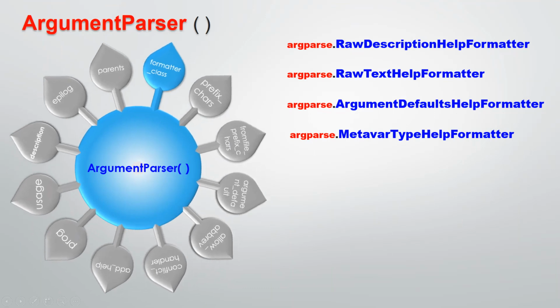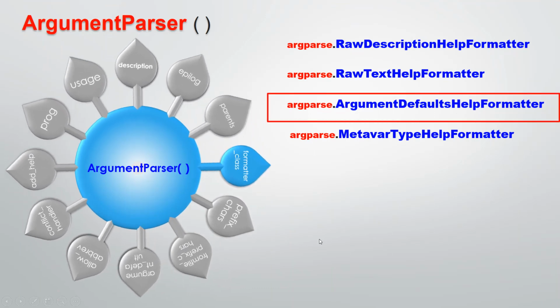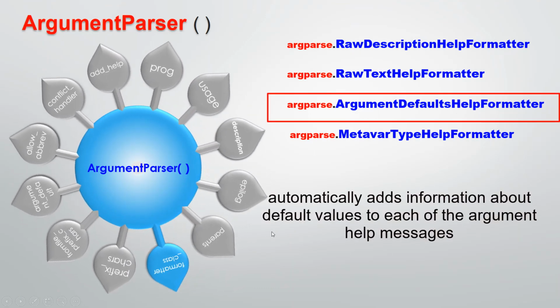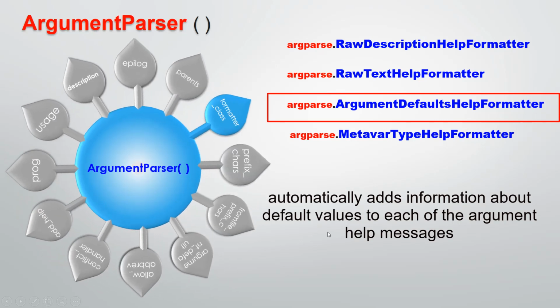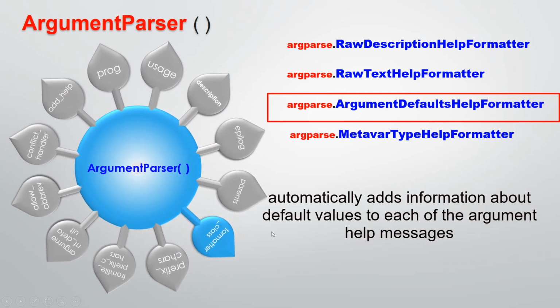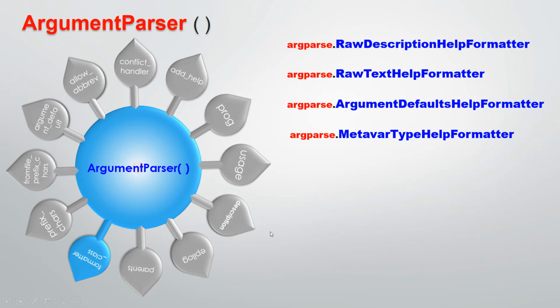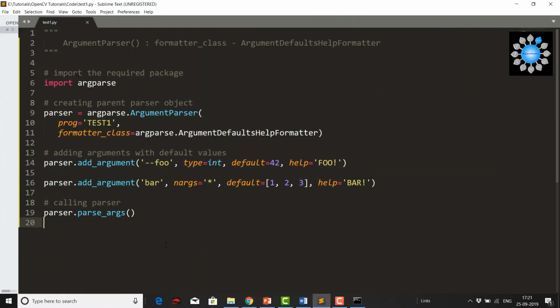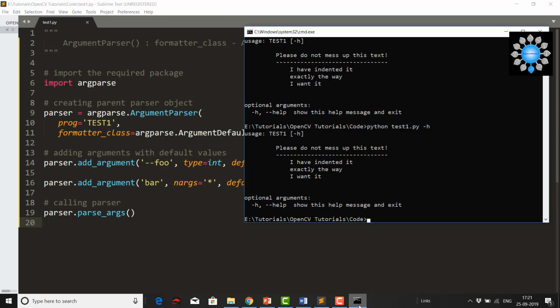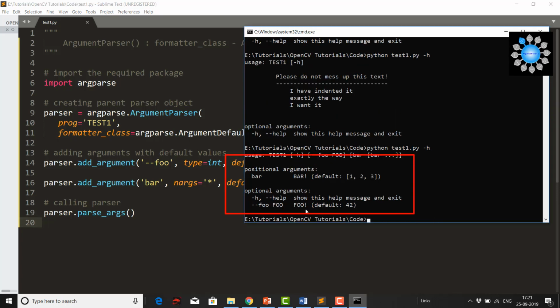Now the third formatter class is ArgumentDefaultsHelpFormatter. Automatically, it adds information about default values to each of the argument help messages. Let's see the code. This is the code. Using this code, we will see the defaults. Now see the output. See here, observe. The defaults are displayed in the help message at the specified positions like this.